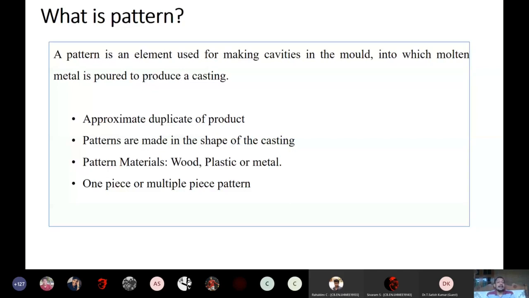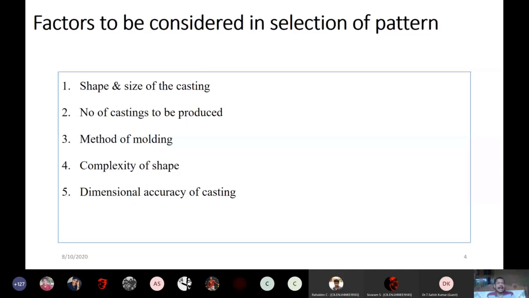So a pattern is an element used for making cavities in the mold into which you are pouring the molten metal to produce a casting. The factors to be considered in the selection of pattern will be shape and size of the casting. The first and foremost point will be shape. Next will be the size of the casting. Then number of castings to be produced. Then method of molding, complexity of shape, and dimensional accuracy of casting.